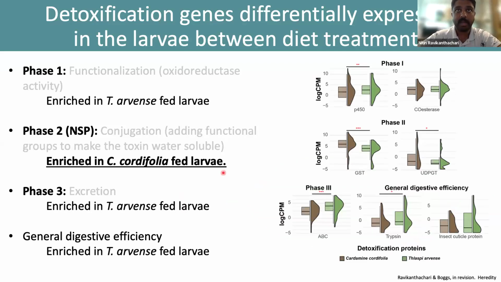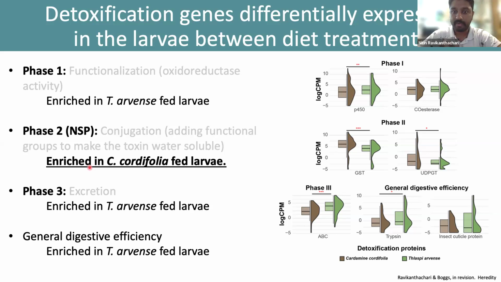The graphs here represent the log CPM, counts per million, expression values for phase 1, phase 2, phase 3, and general digestive enzymes, corresponding to each of the enzymes present there. What we see is that the phase 2 enzyme, the nitrile specifier protein, is only expressed or enriched in the native larvae, and phase 1 and phase 3 are enriched in the larvae feeding on the invasive plant. So this suggests that the larvae are unable to effectively use the nitrile specifier protein to detoxify the compounds present in the invasive plant.